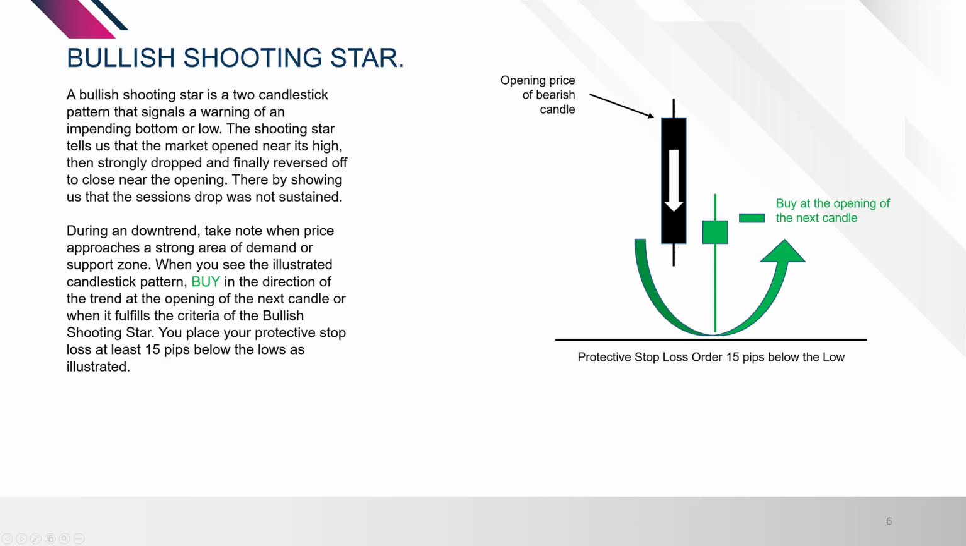During a downtrend, take note when price approaches a strong area of demand or support zone. When you see the illustrated candlestick pattern, buy in the direction of the trend at the opening of the next candle or when it fulfills the criteria of the bullish shooting star. You place your protective stop loss at least 15 pips below the lows as illustrated in the picture.